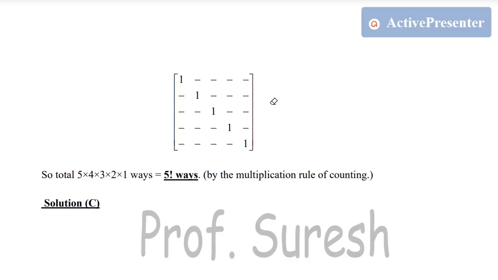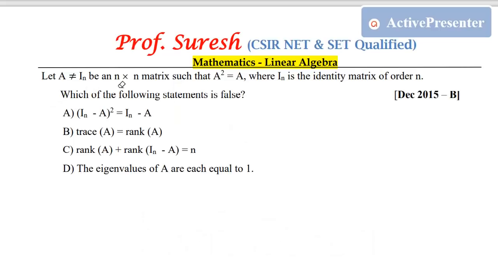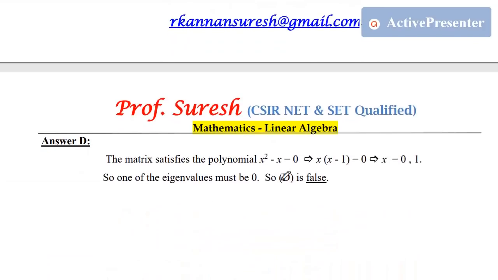Answer C. A is not equal to the identity matrix, B is an n by n matrix such that A square equals A. It satisfies A square equal to A, where I n is the identity matrix. Which of the following statements is false? This is important. Suppose you don't know about all the other things, so try from the given.